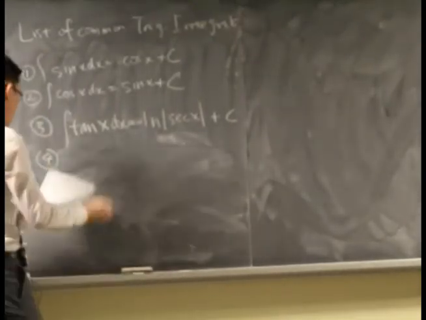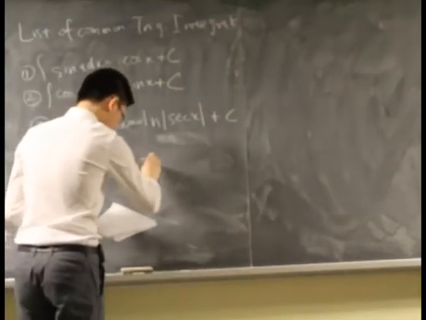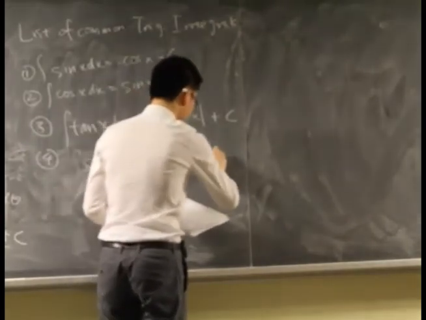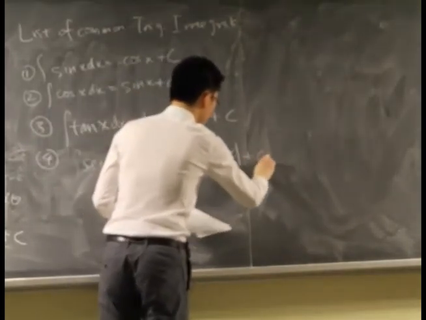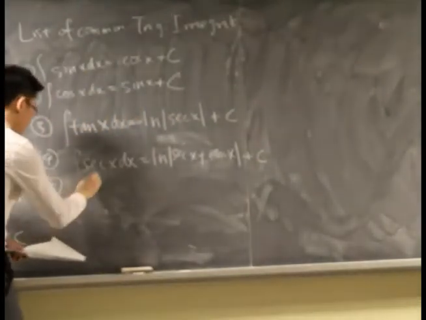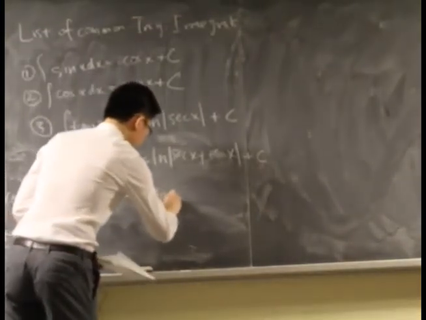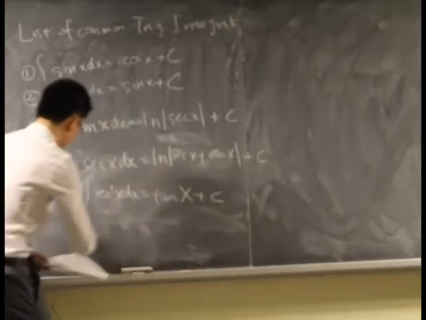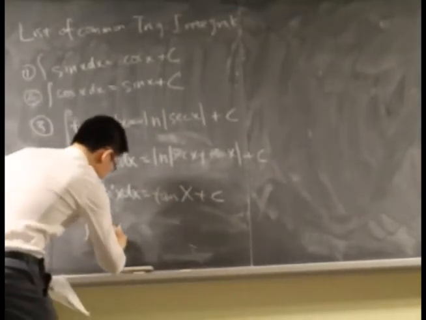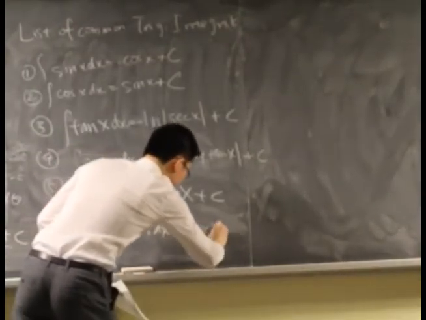All right, so number 4, the integral of secant x dx is equal to ln of sec x plus tan x plus c. And then number 5, the integral of secant squared x dx is equal to tan x plus c. And the last one, the integral of tan x sec x is equal to secant x plus c.